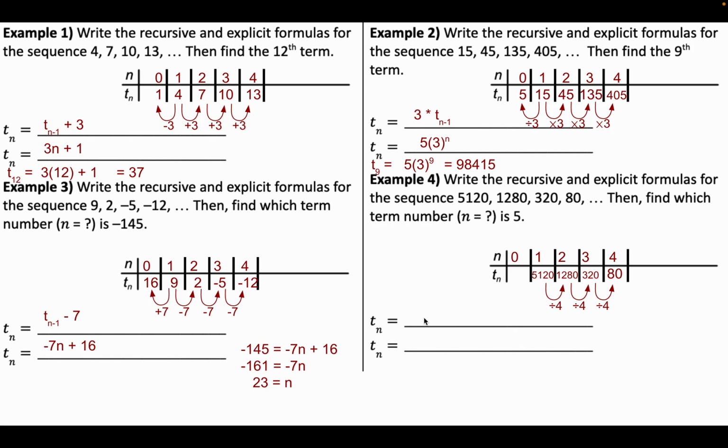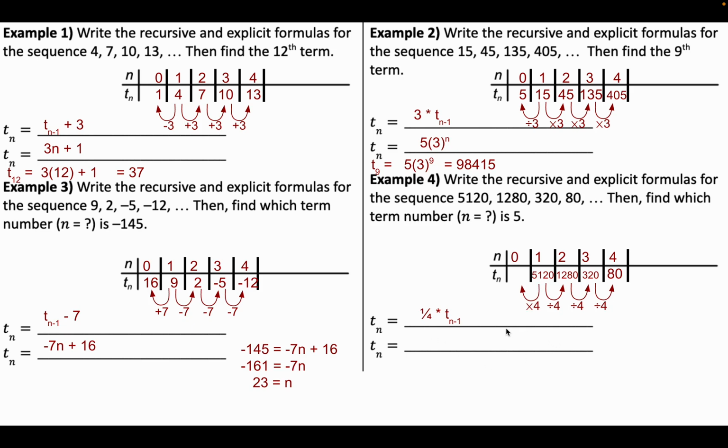Okay, so then our recursive formula. We could say that this is t to the n minus 1, right? So the previous term, and then divided by 4. I'm going to encourage you to write this with a fraction instead. So instead of dividing by 4, we're going to say times 1/4. The reason for that being is that gives us the decay rate that we're going to use to write our explicit formula.